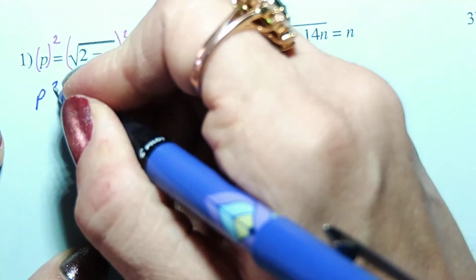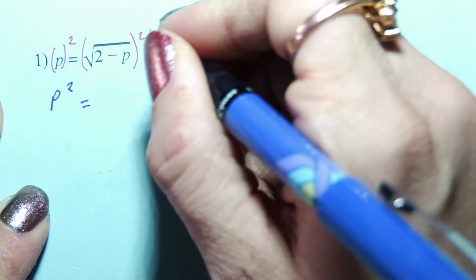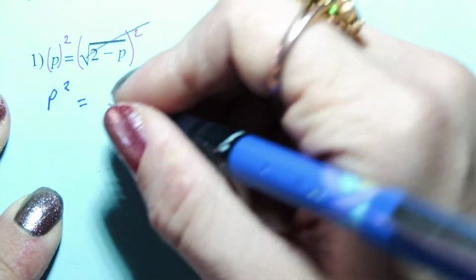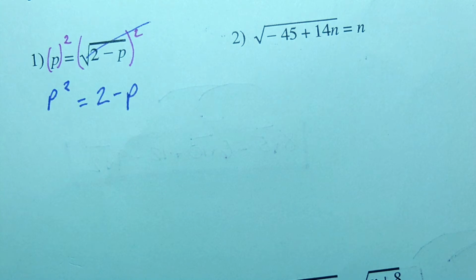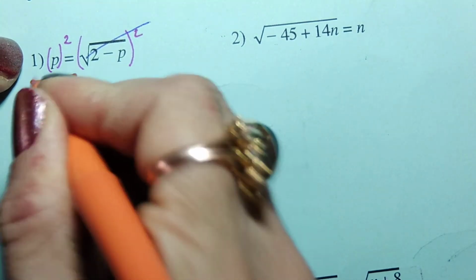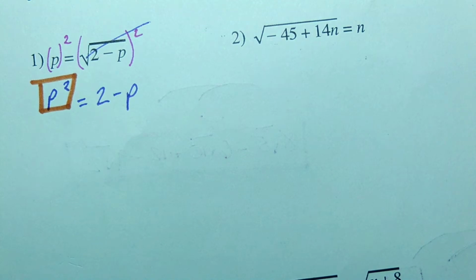So p squared equals, the squared cancels out the square root, and we get 2 minus p. What should be going off in our brain right now when we see p squared? P squared makes this a quadratic. And what's our favorite way of solving quadratics? No, we don't love the quadratic formula. You can use the quadratic formula, but factoring is easier.